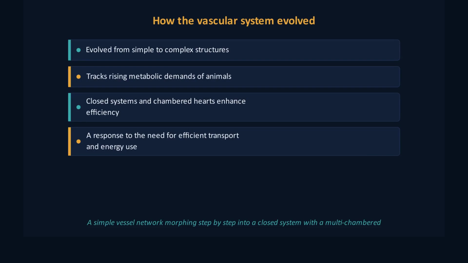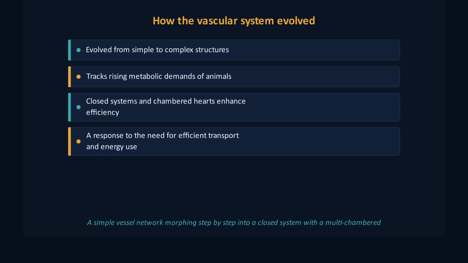Why 2 designs at all? The answer lies in evolution. The animal vascular system did not arrive fully formed, instead it evolved over time from simple structures into complex ones, and that progression closely tracks the rising metabolic demands of animals. The more an animal needed, the more its transport system had to deliver, and the system grew more elaborate in step with that demand.